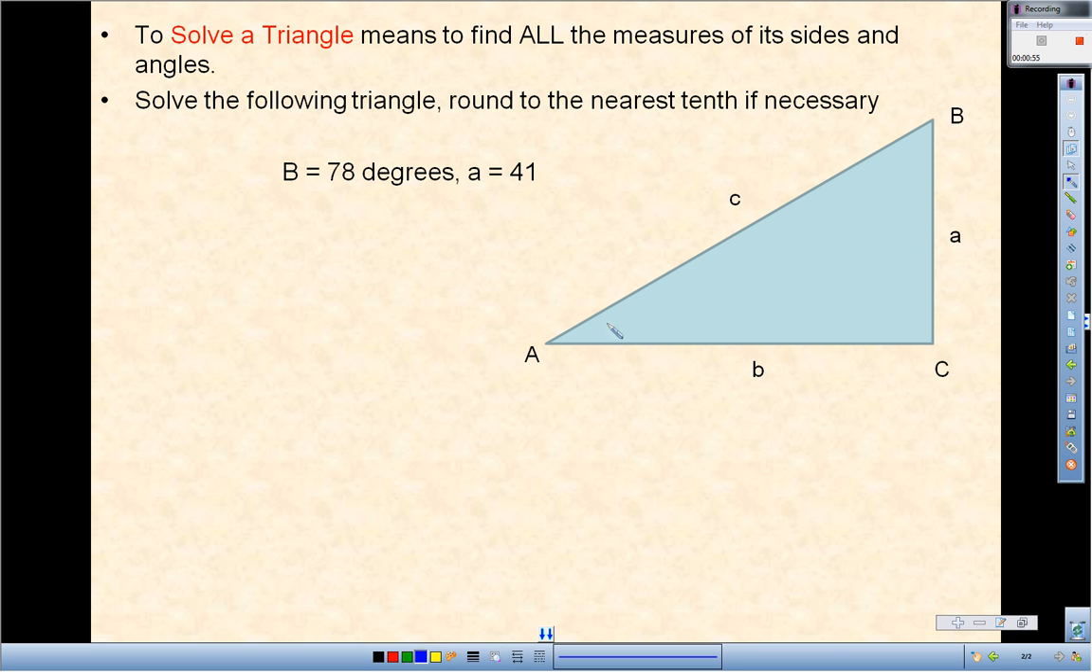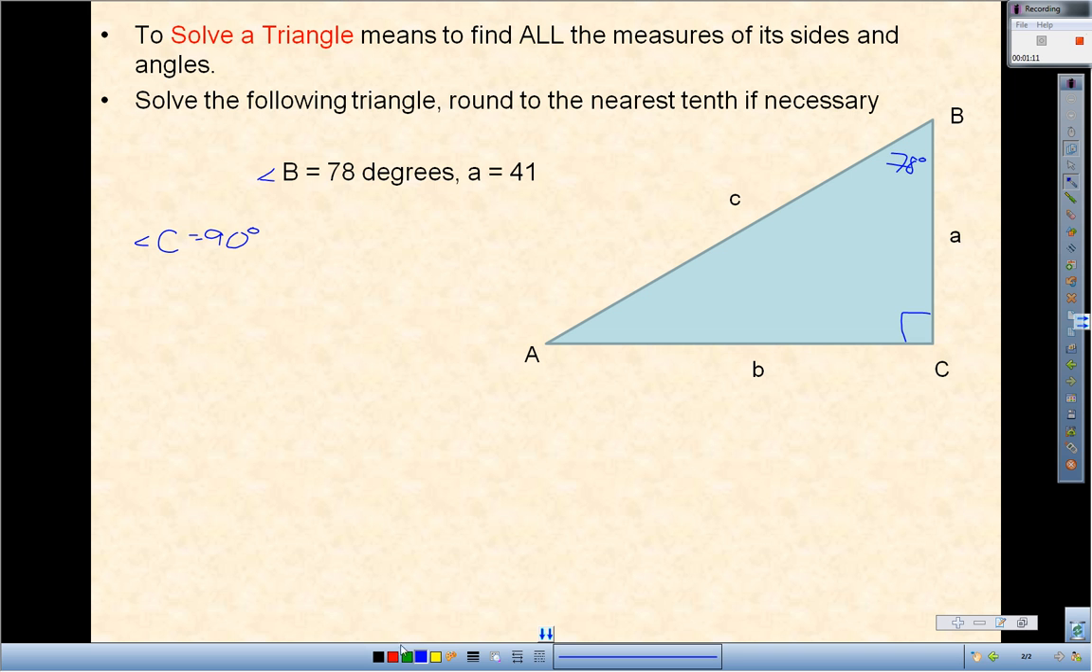For example, let's say you have right triangle ABC, and I specify that angle C is the right angle. So I know that angle C is 90 degrees. I also tell you that angle B is 78 degrees. One thing I can do is subtract 90 and 78, and that would give me angle A. But actually, I'm going to do it a little bit differently in a second. I want to find sides A, B, and C.